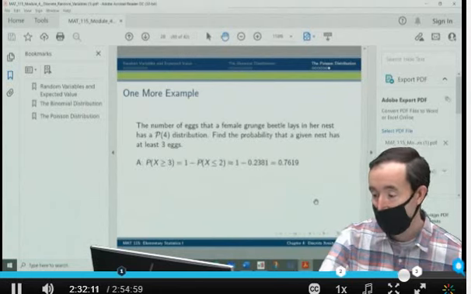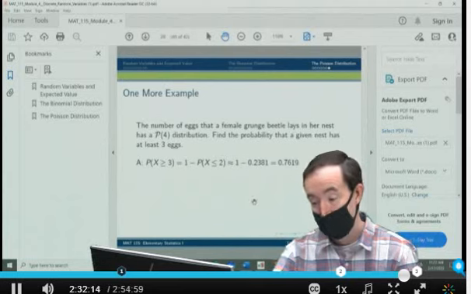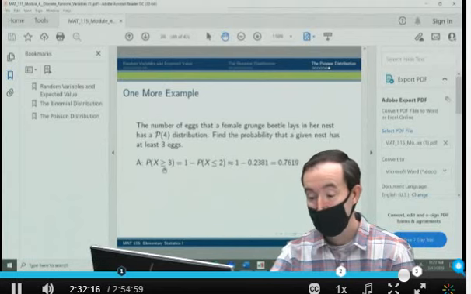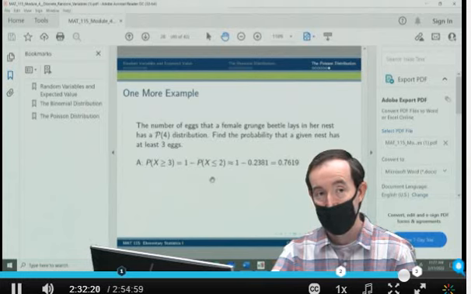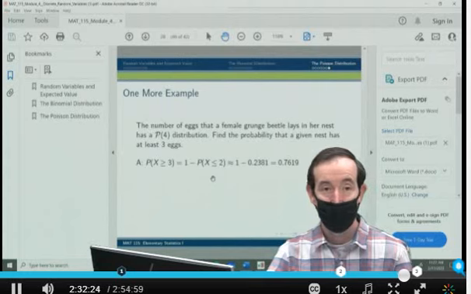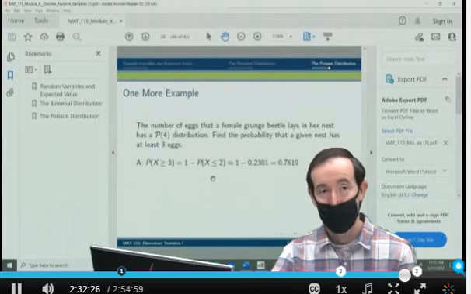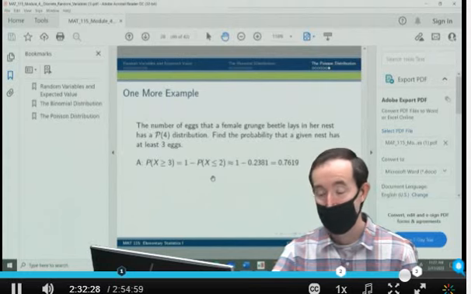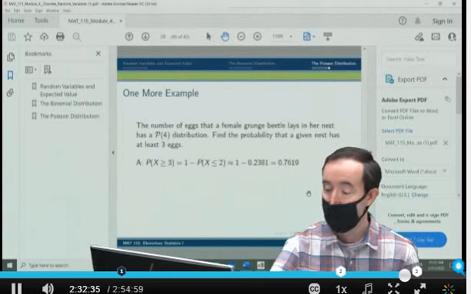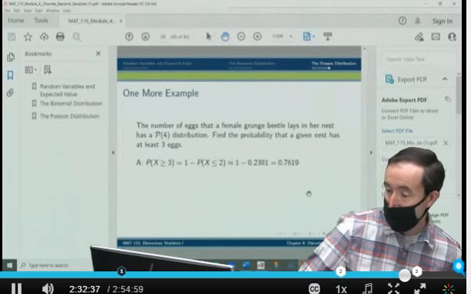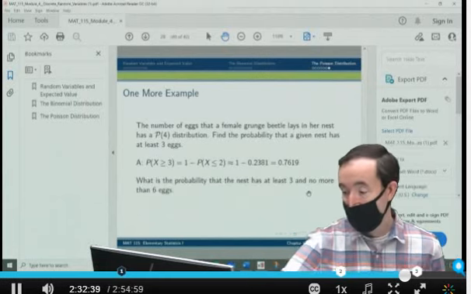Sure enough, it does. And if you don't like doing it with the greater than or equal to, you can also use the complement rule. And this is one of those situations where if I had to do it by hand, I would actually use the complement rule. I would find the probability of 0, 1, or 2. That's only 3 cases to test. And then subtract that from 1. And that should give me the same answer. Indeed, it does in this case. Okay. Any questions about that?